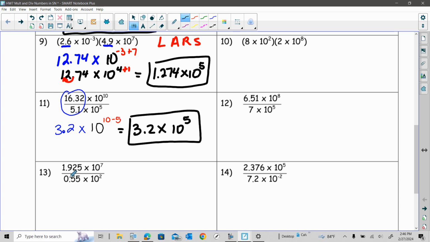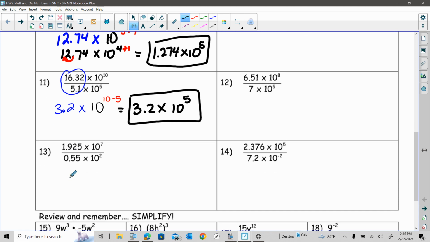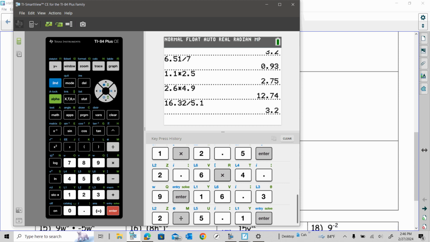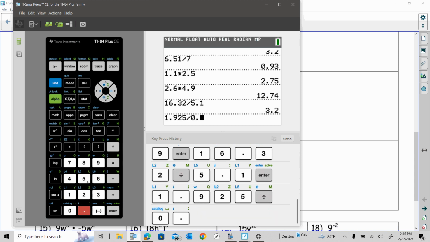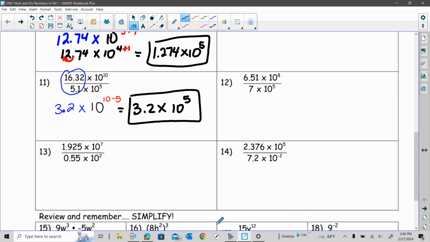So on 13, 1.925 divided by 0.55. We get 3.5. So 3.5 is our coefficient times 10. Here we're doing 7 minus 2, which gives us 5. So 3.5 times 10 to the 5th.